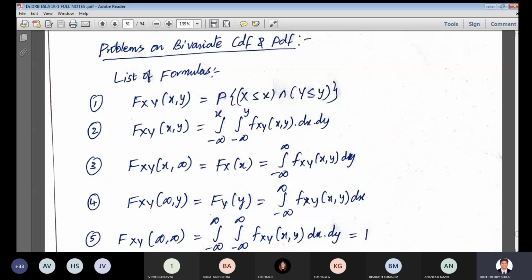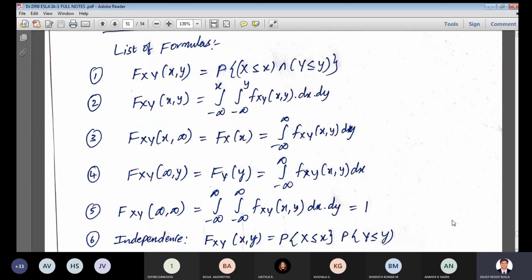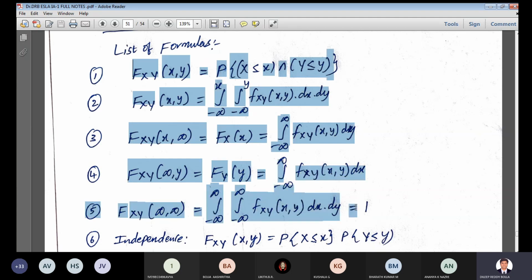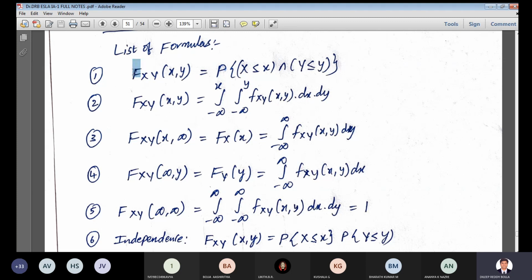Finally, these are the problems we have based on these numericals. So let us look at the formulas we have. If you want to find for x and y, is it CDF or PDF? All this we wrote is for CDF or PDF? Capital X is for CDF or PDF? No one has the guts to answer? Capital F is for CDF or PDF?